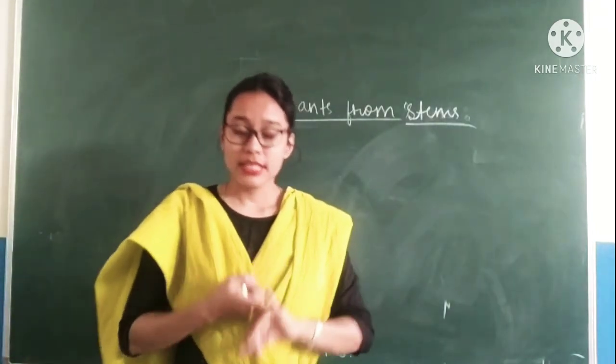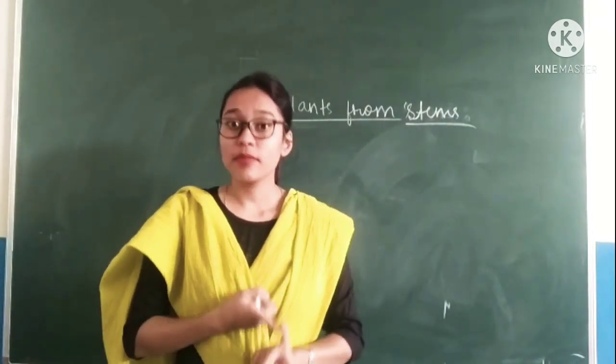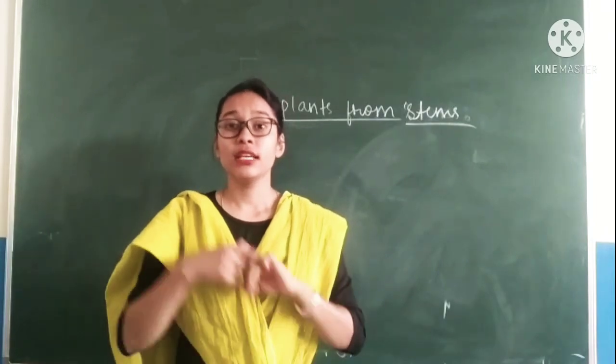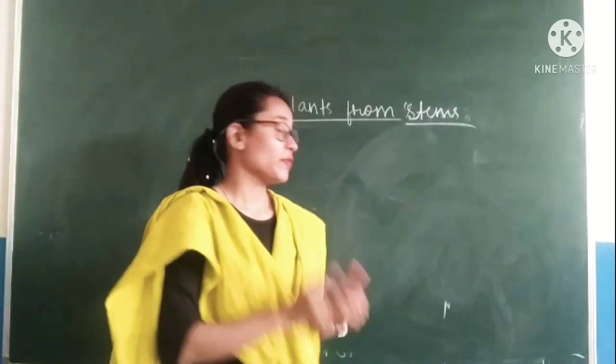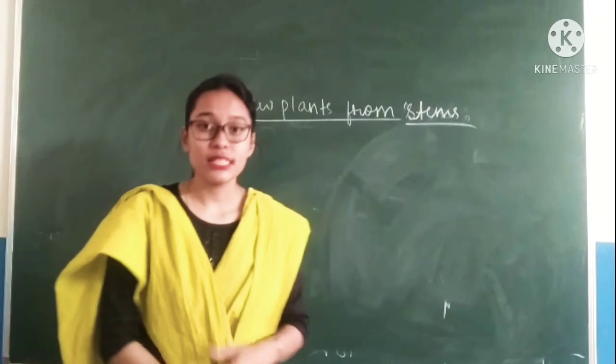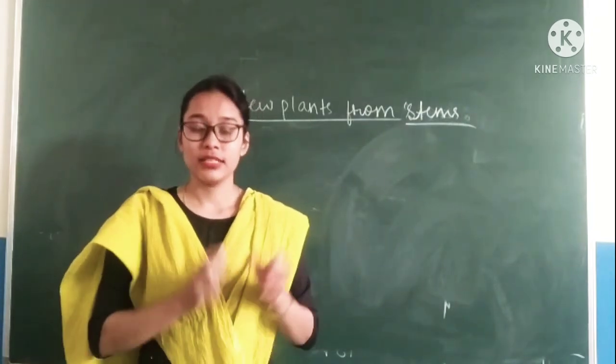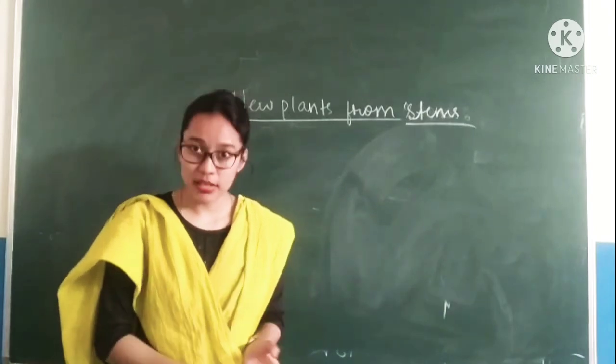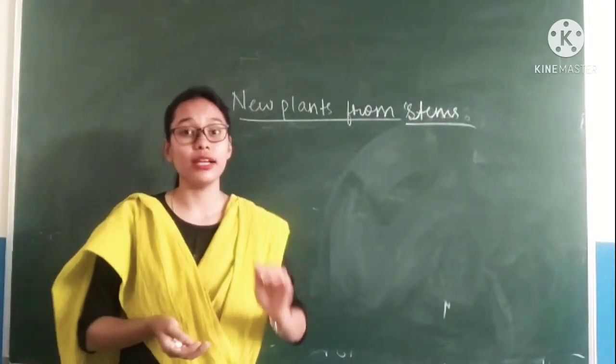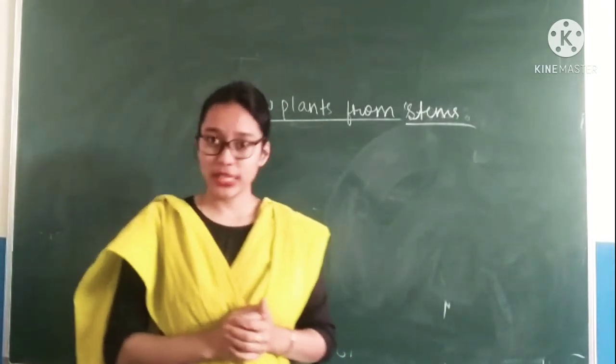Okay students, now we will see how a plant grows from stem. See, various natural and artificial methods are there to obtain a plant from stem. So, the first one is underground stem. What happens in some plants? The stems are found inside the ground. So, they are termed as underground, like potatoes.